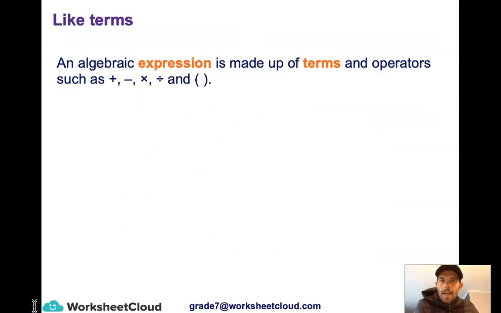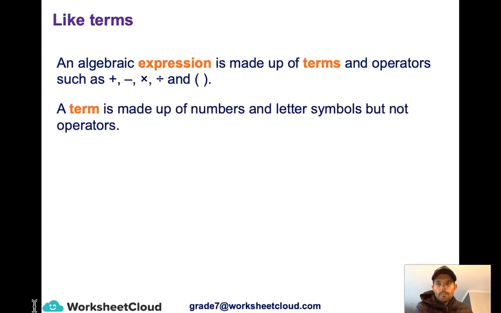So today we're going to look at like terms. So an algebraic expression is made up of terms, okay? And there are also operators such as plus, minus, multiply, divide, as well as brackets, okay? So remember, an expression is something without an equal sign, and as soon as you put an equal sign in, it becomes an equation. So a term is made up of numbers and letter symbols, but not operators.